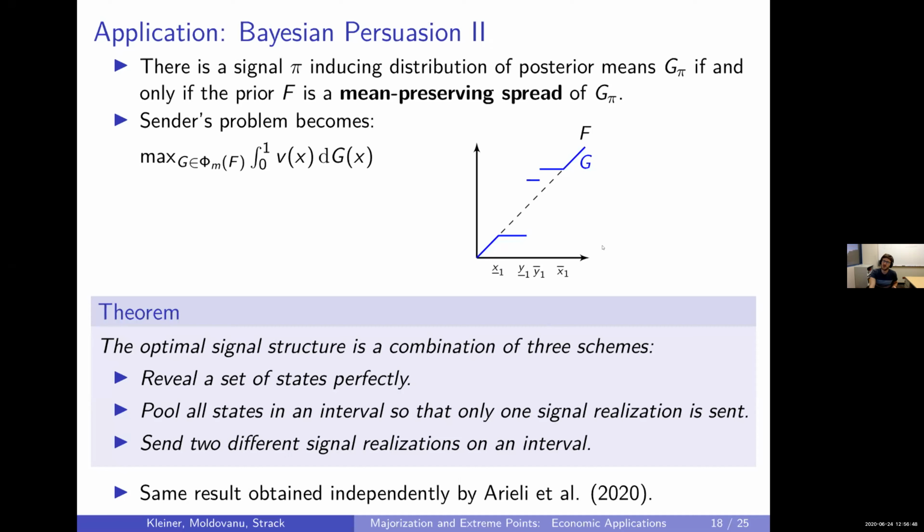In the context of this Bayesian persuasion setting, the same result has been obtained by Ariely and co-authors recently. So this is an application where knowing what the extreme points look like is interesting, because it tells you what could happen even without knowing exactly what the payoff function is for the principal.